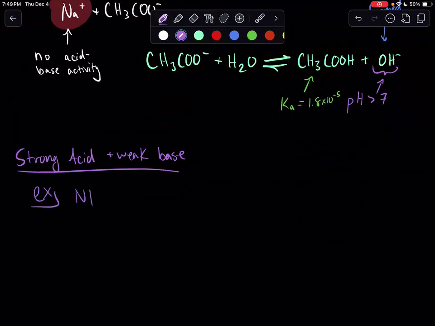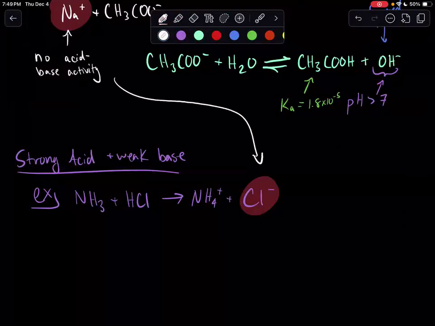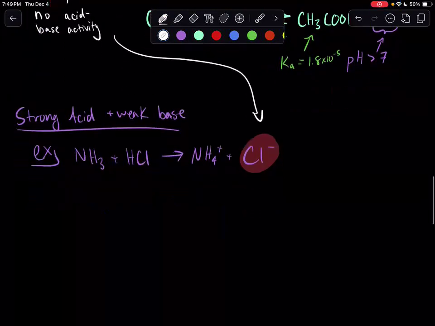We'll look at ammonia, NH3, plus hydrochloric acid. In this neutralization reaction, we'll make ammonium, NH4 plus, plus our anion, Cl minus. As we look at this, we know once again that for Cl minus, we can use the same phrase we used before. There is no acid-base activity. We learned that in our first example. So instead, we're just going to focus on the ammonium, NH4 plus.